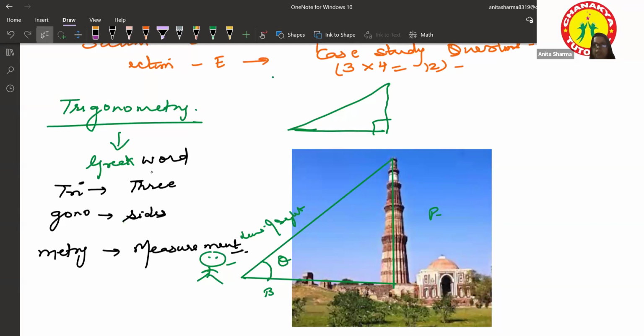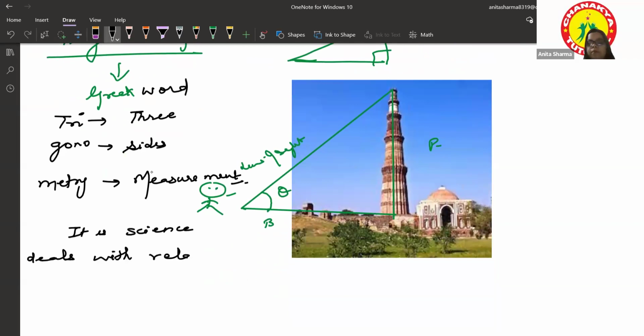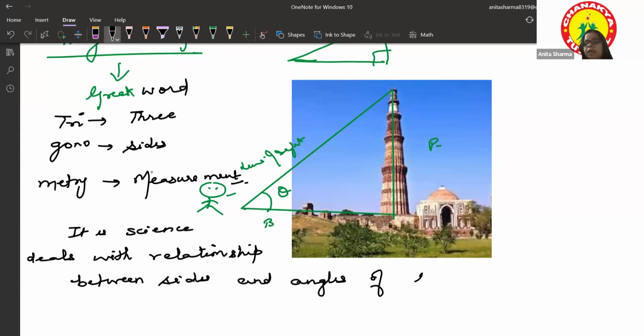So trigonometry is a science which deals with the relationship between the sides and angles of a right angle triangle. It is always applicable in a right angle triangle.